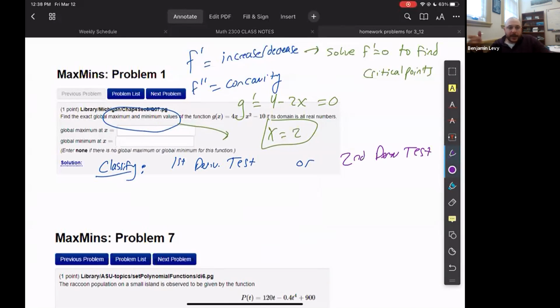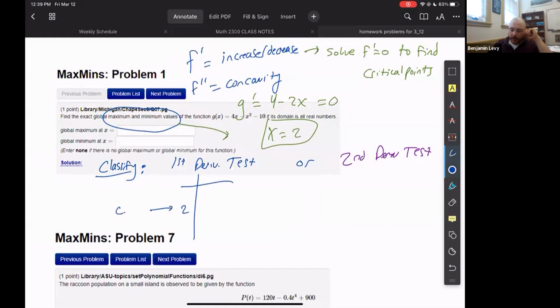And this problem doesn't specify which one to use, so you can use either one, but I'm just going to do both of them, because if we have one written down with all the details, hopefully that'll help us think about this. The first derivative tells us increasing, decreasing, like it says right at the top of the page. So the way we do the first derivative test is we create a table and we plug in points on either side of our critical point, right?